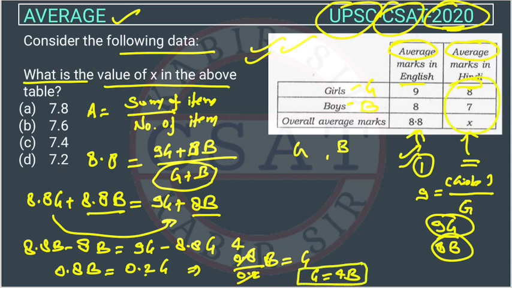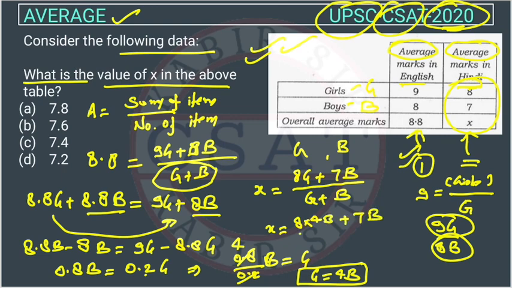Now talk about the second situation. In the second situation, the average is X, right? And the sum of girls will be 8G plus the boys, 7B, upon the total number of girls and boys, so it will be G plus B. Now we know G is equal to 4B. Just put this value here. So it will become X is equal to 8 into 4B plus 7B upon 4B plus B, right?